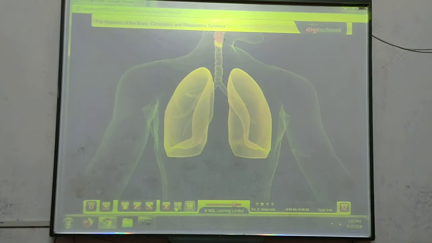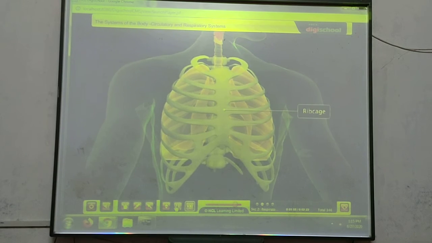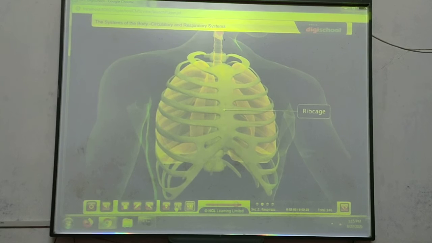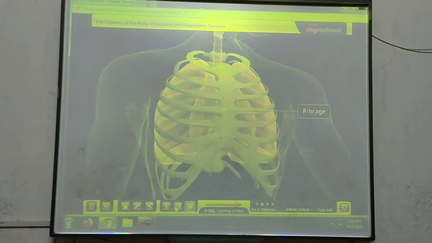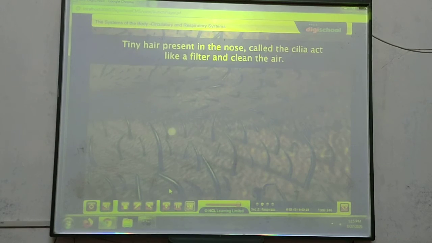As the lungs are very important organs, they are protected by the rib cage. The rib cage is made up of bones called ribs. Why should we breathe through our nose and not our mouths? Tiny hair present in the nose, called the cilia, act like a filter and clean the air.